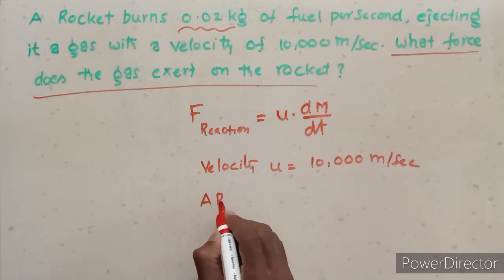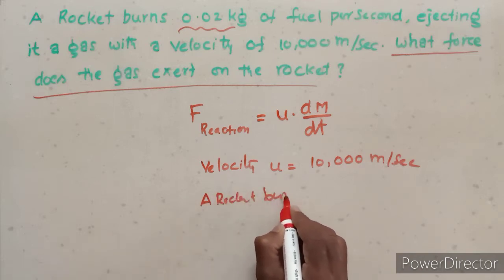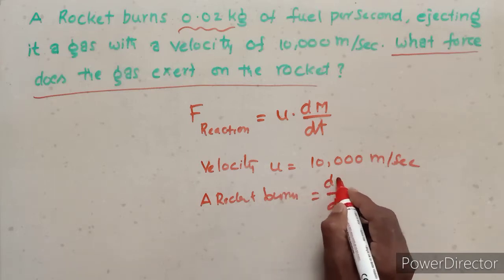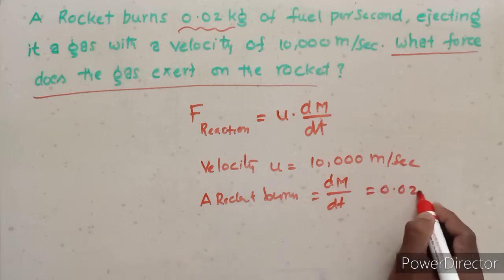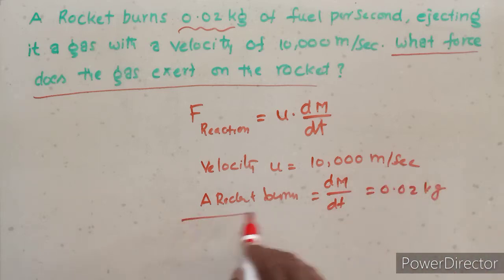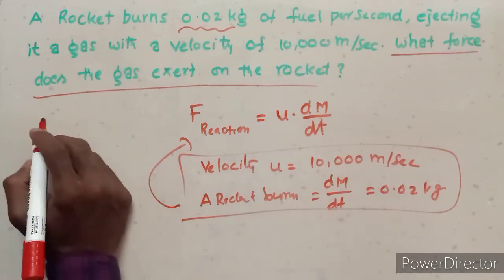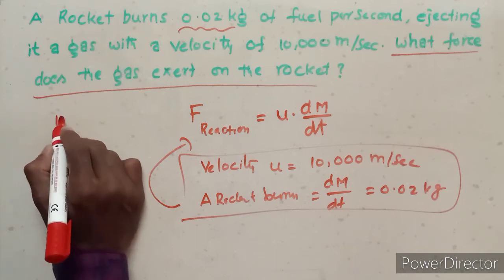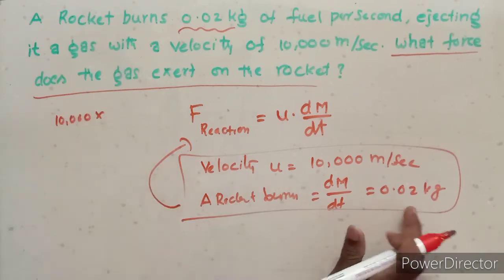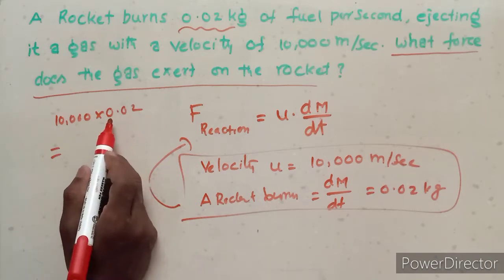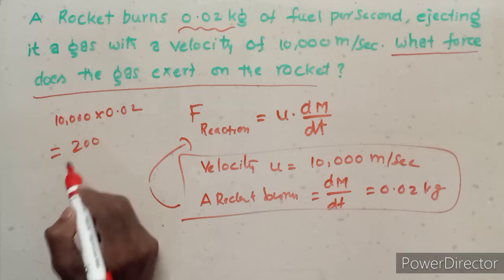A rocket burns, so the rate of change of mass equals 0.02 kg per second. So these two are given data, and we have to find the force. These two values are substituted in this equation: U dm upon dt equals 10,000 into 0.02, which means 200.